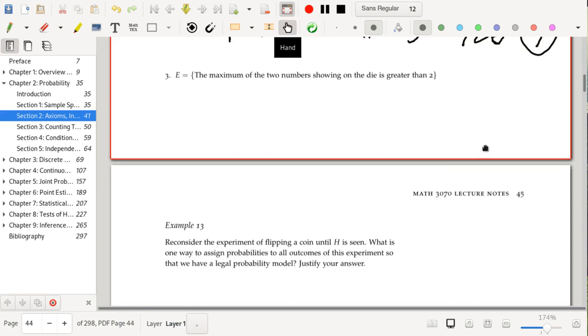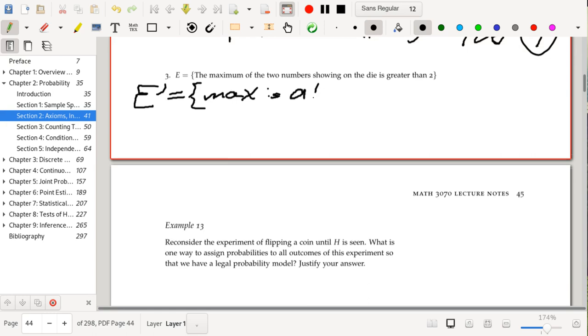So this could actually be quite difficult to compute, except for the fact that it's much easier to compute the probability of the complement of this event. If we were to look at the complement of the event E, that's going to be the event where the maximum of the two dice is not greater than 2. So it's at most 2.